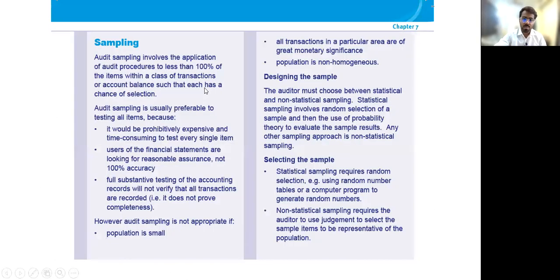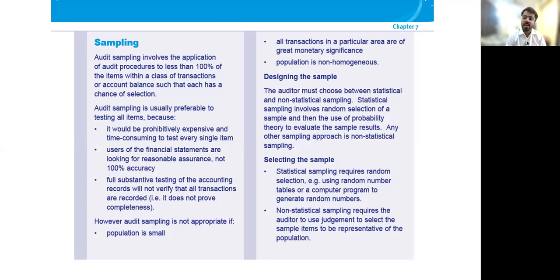Okay. Now, next, let's go to the next concept of sampling, as to what is sampling. As we know already, an auditor cannot check 100% of the transactions. So what does he have to do? He has to select less than 100% of the transactions, and he has to select which transactions he is going to check, and only those transactions he will check.